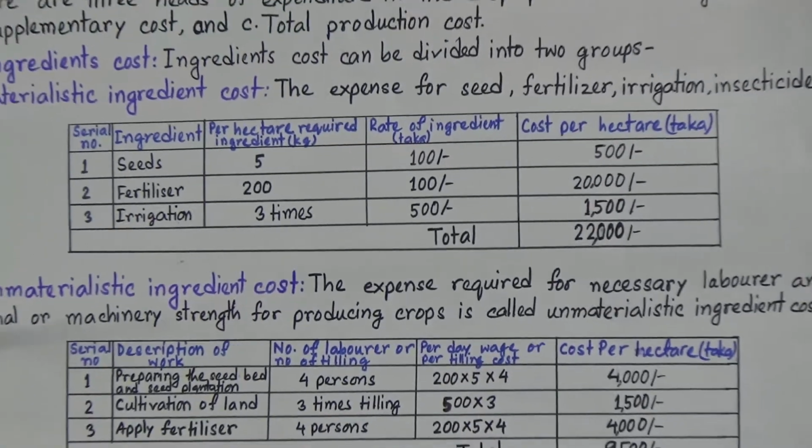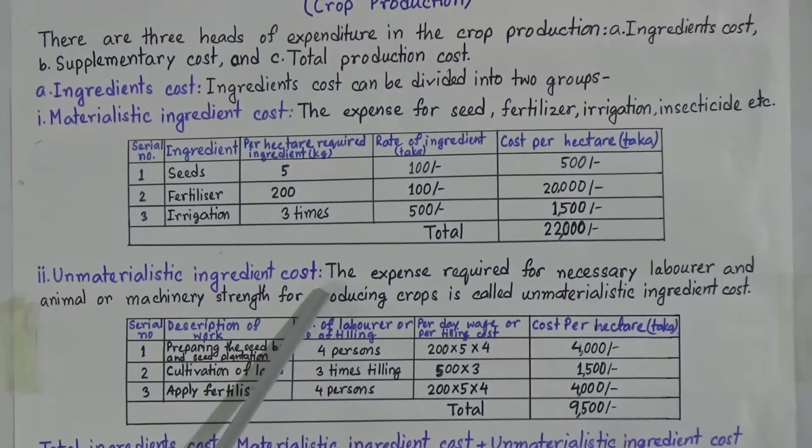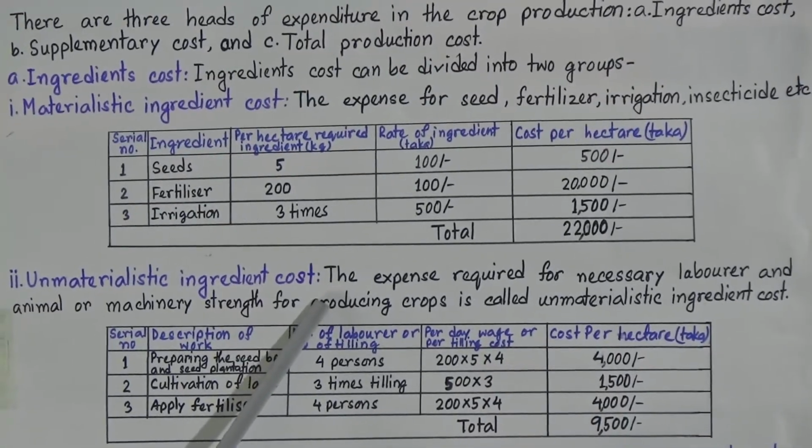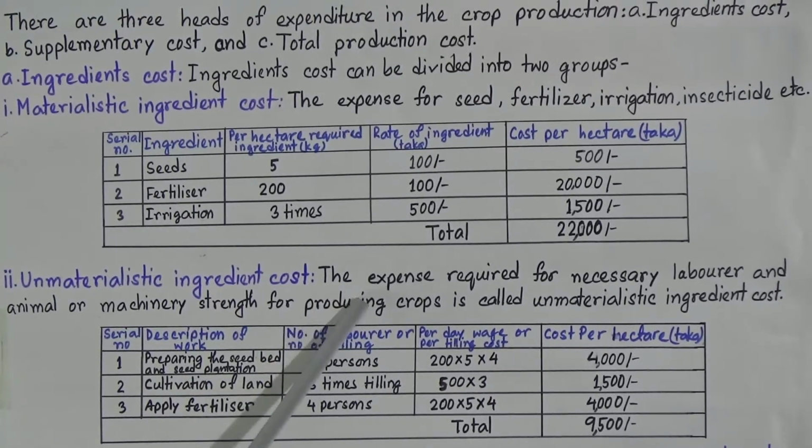Now we will go to the unmaterialistic ingredient cost, like laborer or animal or machinery which you need to grow crops. The expense required for necessary laborer and animal or machinery strength for producing crops is called unmaterialistic ingredient cost.